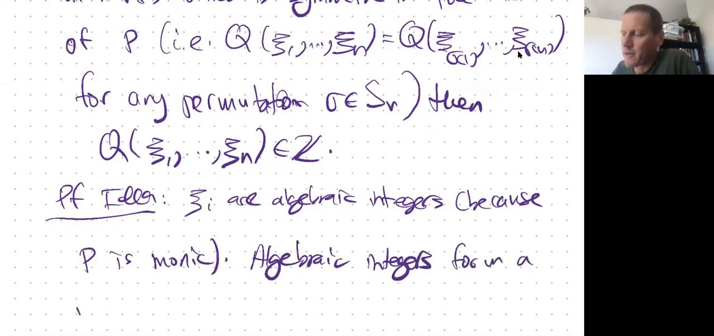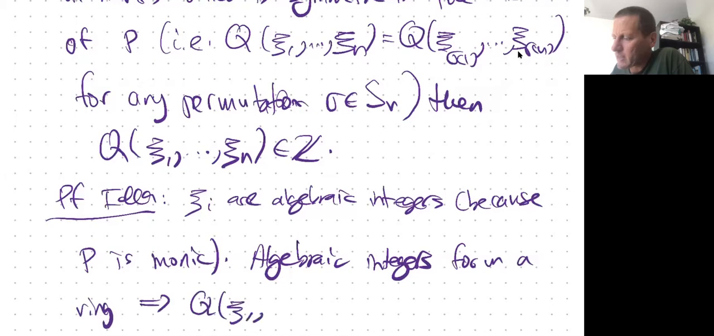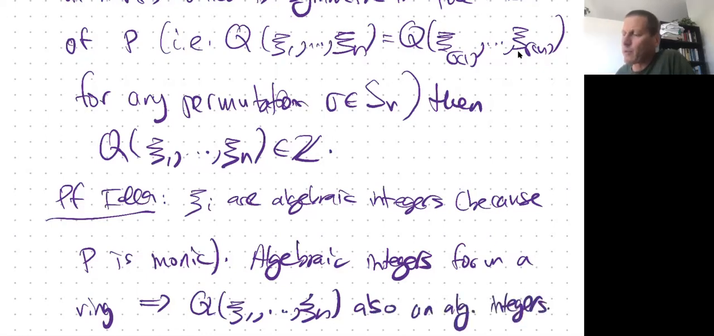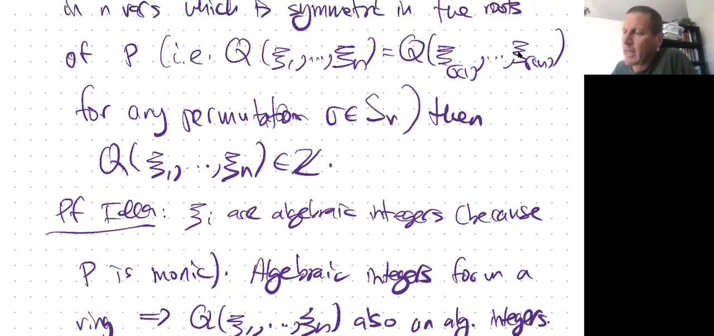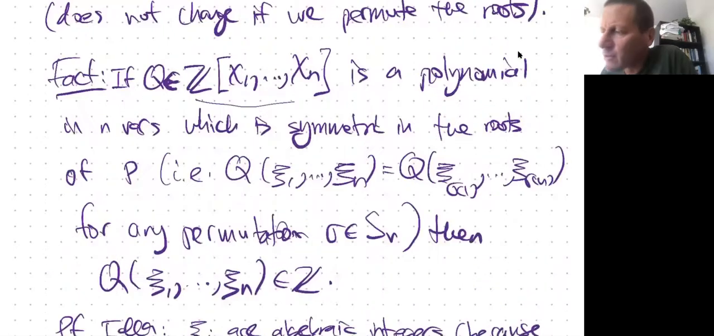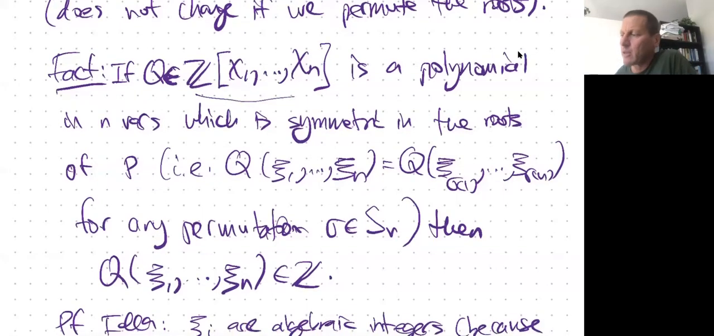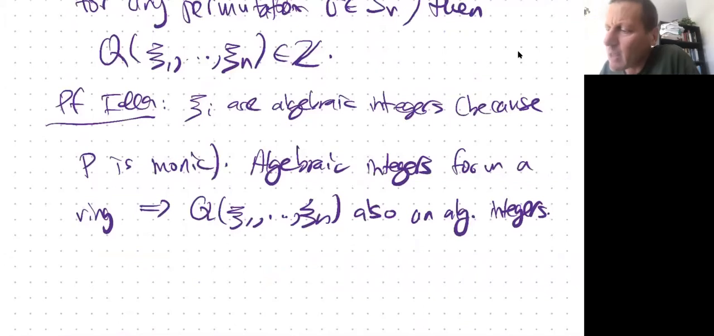They're closed under sums and products. And so this means that Q applied to C1 up to Cn is also an algebraic integer. Right? We took algebraic integers, C1 up to Cn, and we plugged them into this formula, which is a formula that only uses multiplication and addition. So we stay in the world of algebraic integers.